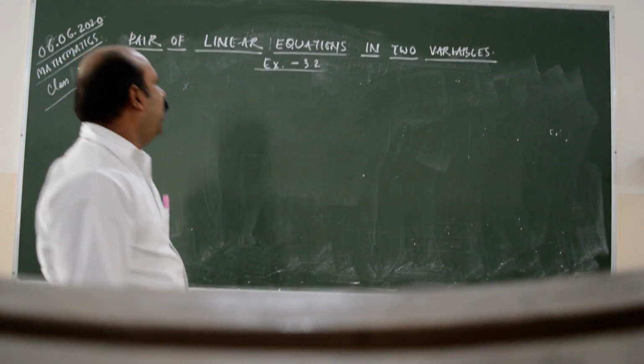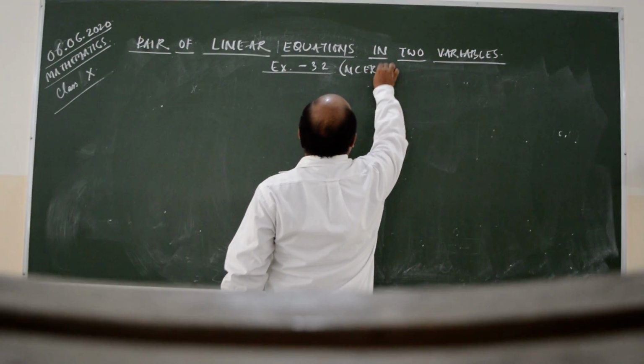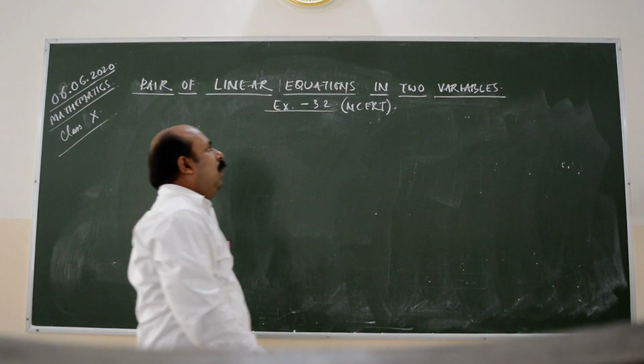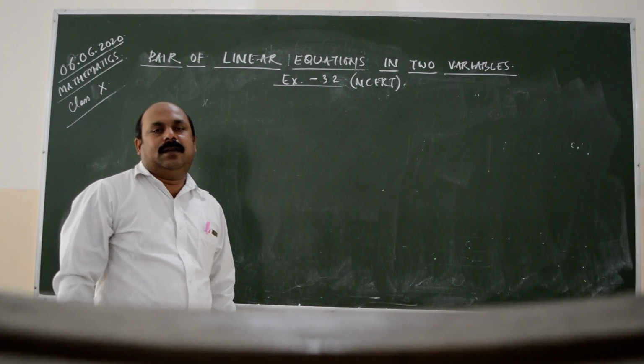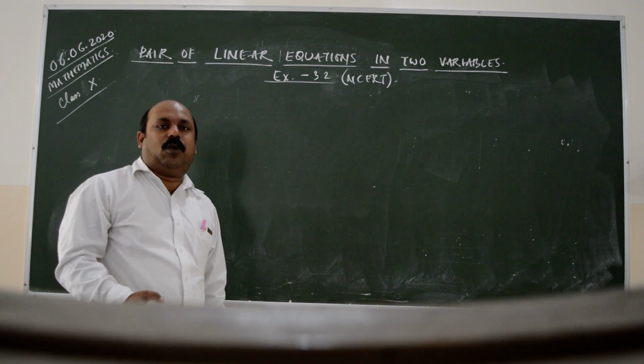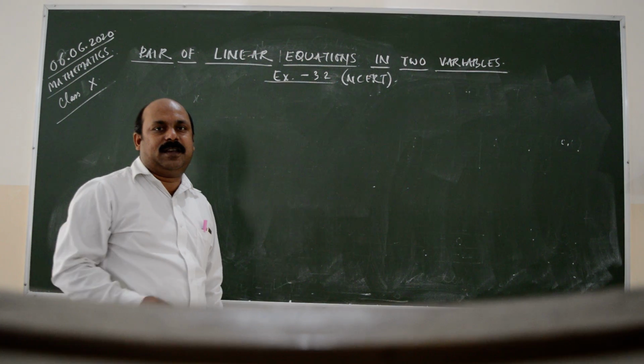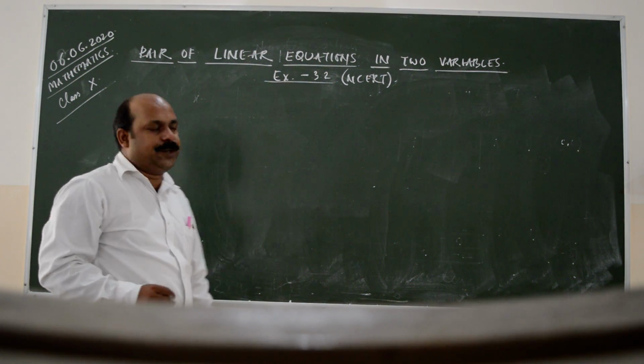Today we are going to take up exercise 3.2 of NCERT. Basically, in this exercise, there are two topics from which the questions are asked. The first topic is condition of consistency and inconsistency of a pair of linear equations.